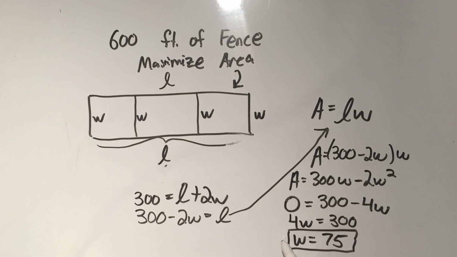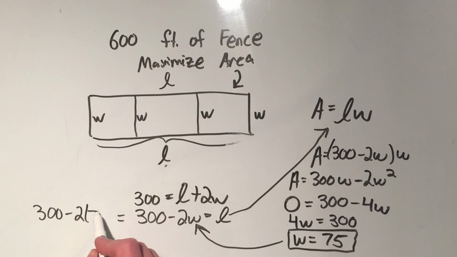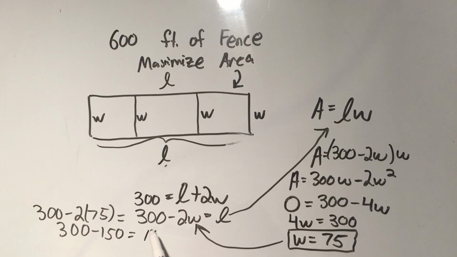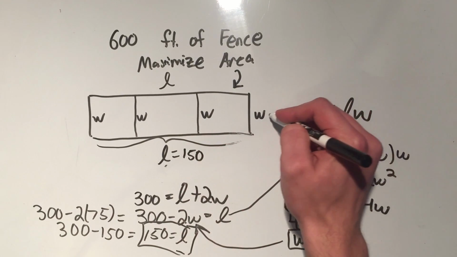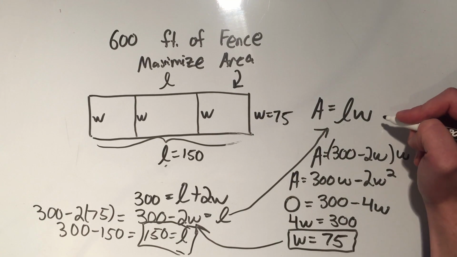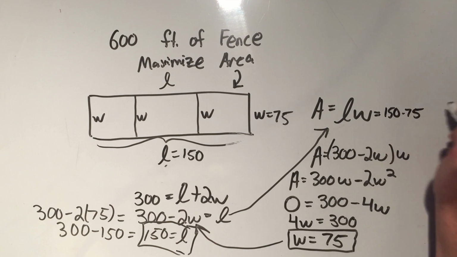Now that I know what W is, I can take that value and substitute it in for my W in my L equation. I'll have 300 minus 2W, but W is 75. 2 times 75 is 150. 300 minus 150 is 150. So that means my pen, to have maximum area, has to have a length of 150 and a width of 75. And if I actually want the area that is maximized, I'll multiply those two things together. I'll do length times width. And this is the point where I am thoroughly unprepared because I did not calculate this value. So whatever 150 times 75 is will be the maximum area.